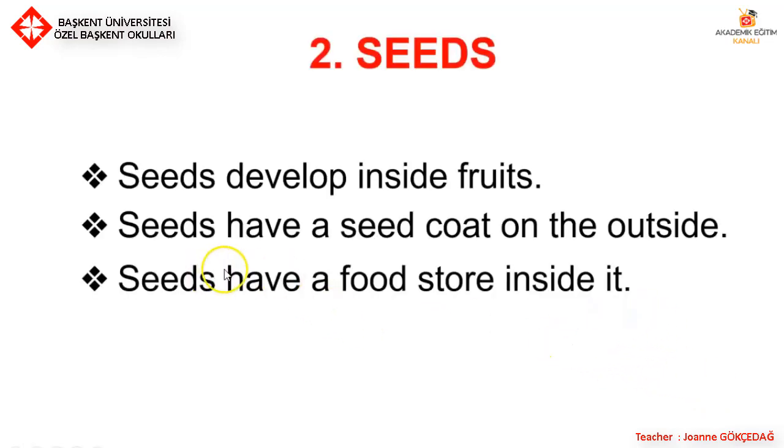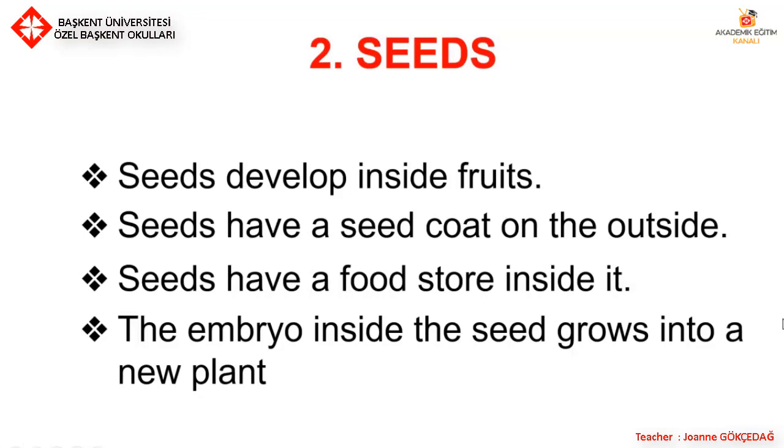Okay. So, the next thing we're going to look at is all to do with seeds. Now, seeds develop inside fruits. Seeds have a seed coat on the outside, and seeds have a food store inside it. And this is all in your learner's book. The embryo inside the seed grows into a new plant.